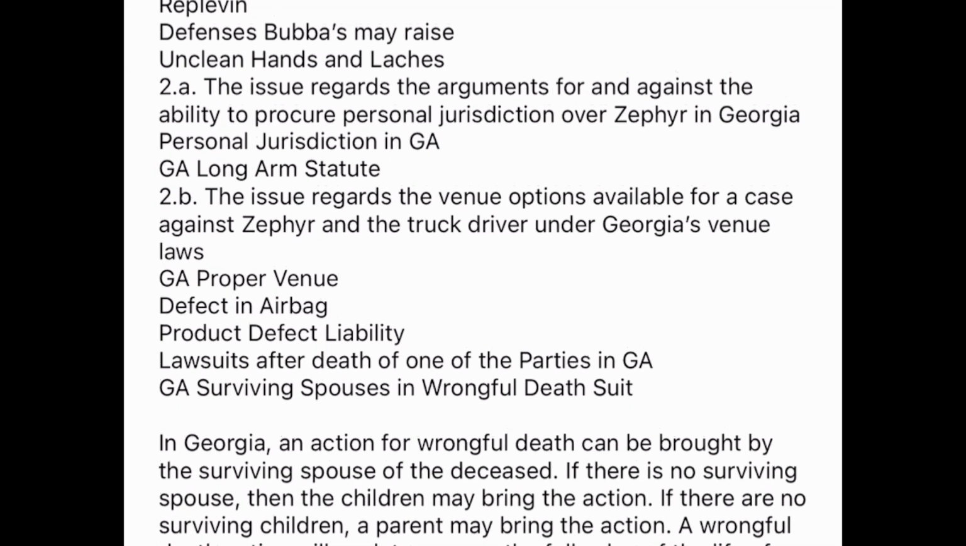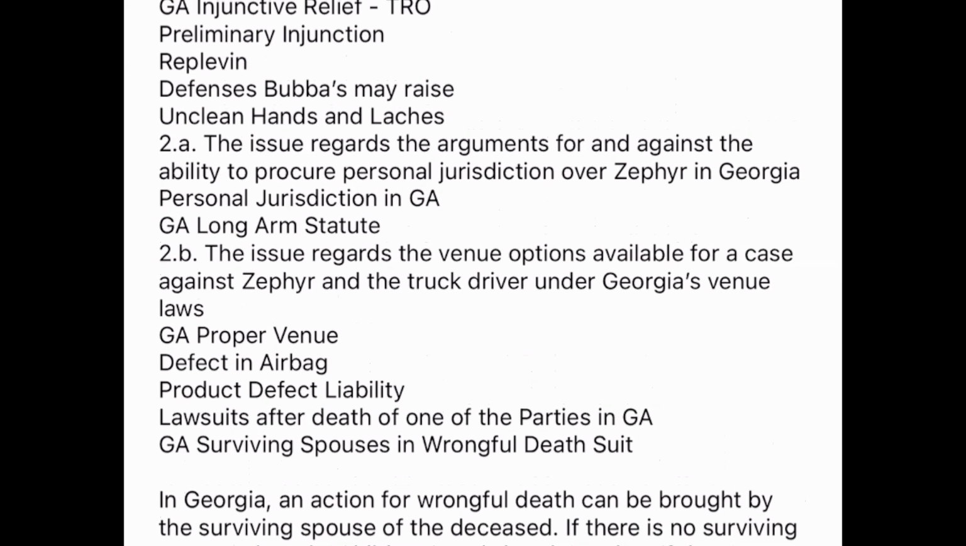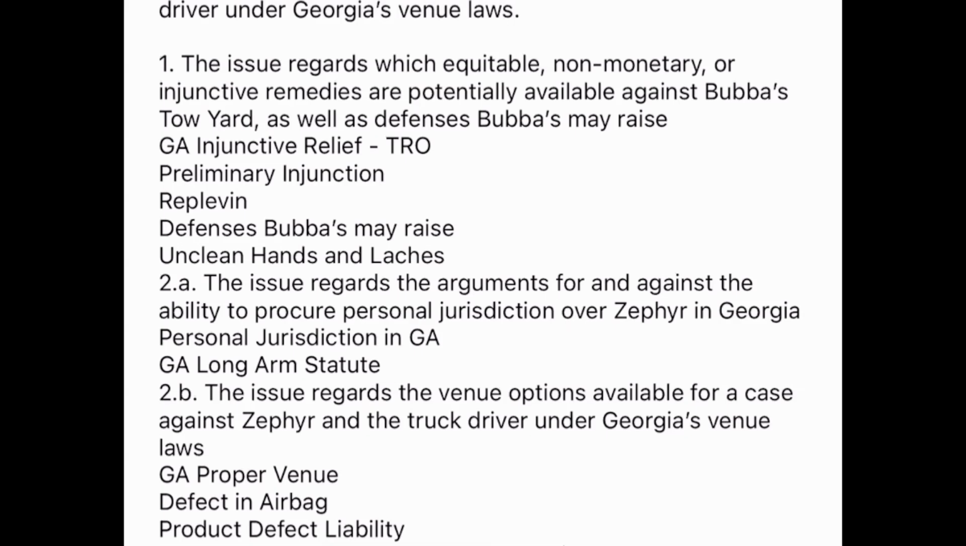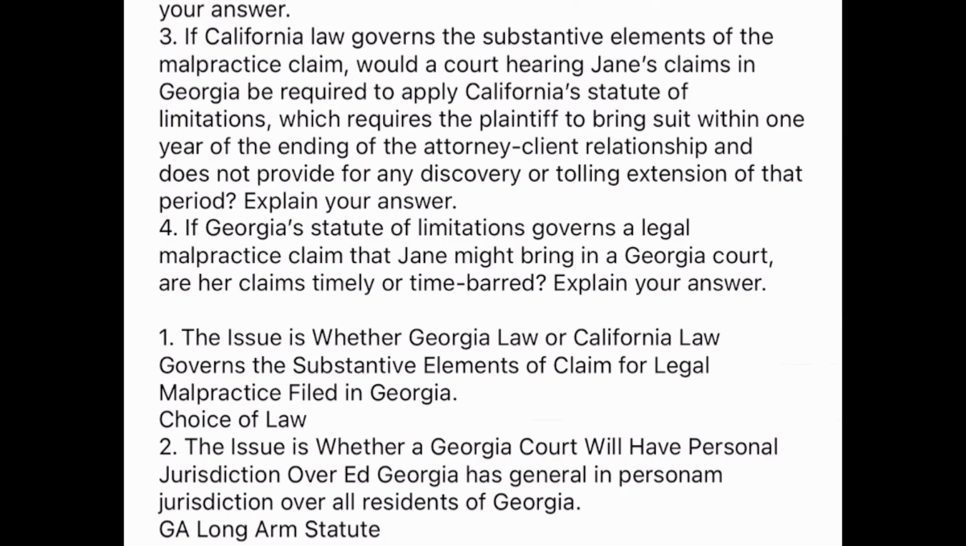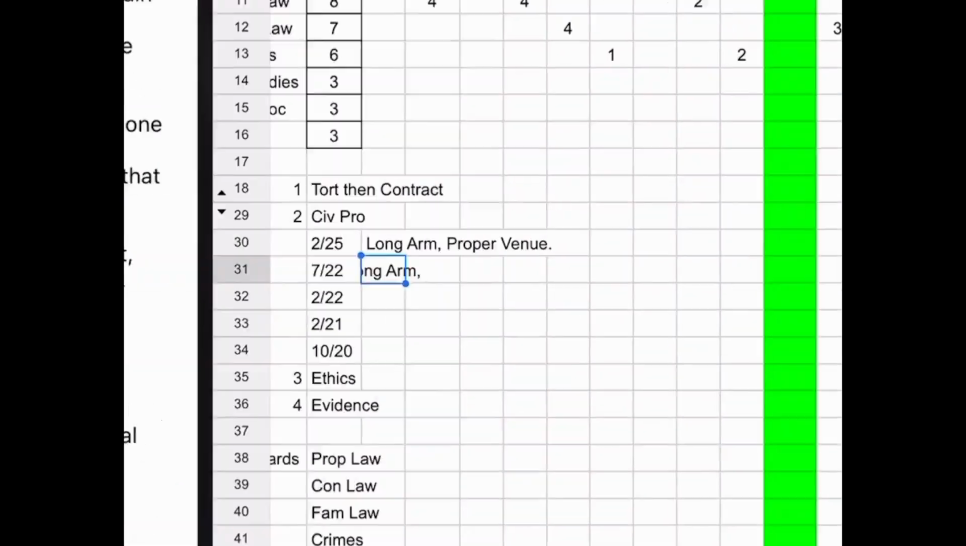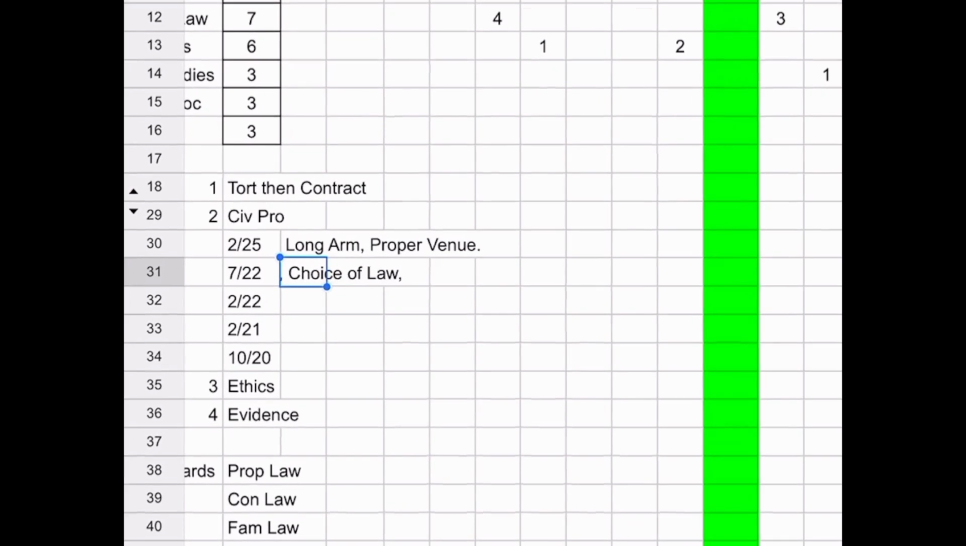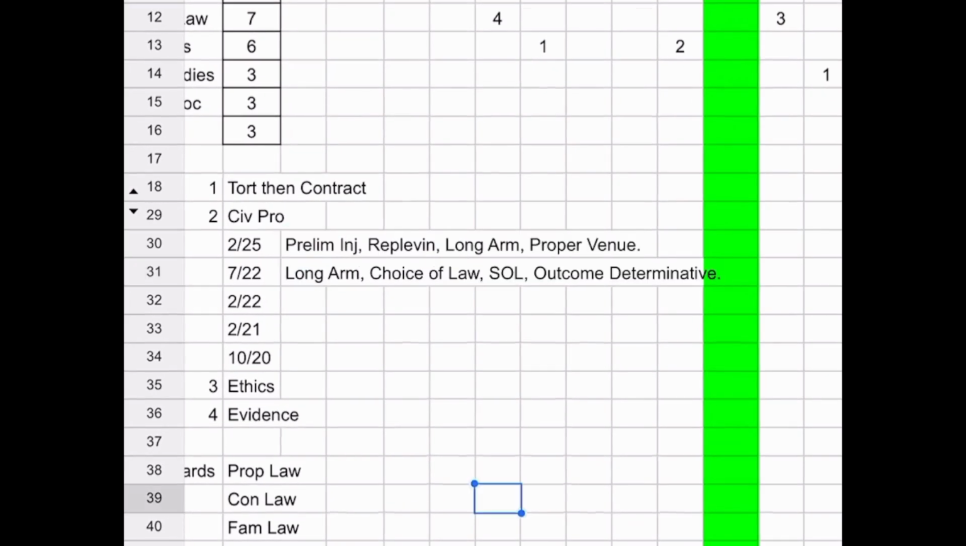No cost, nothing. Okay, so we have preliminary injunction, replevin, which crosses over long arm statute, proper venue. Okay, long arm venue. And that's Georgia specific. Okay, choice of law, long arm statute again, statute of limitations, like tolling, long arm, choice of law. Remember that long arm is Georgia specific. Outcome determinative, which is procedural or substantive in that choice of law, and then the statute of limitation. Now you can see the topics.